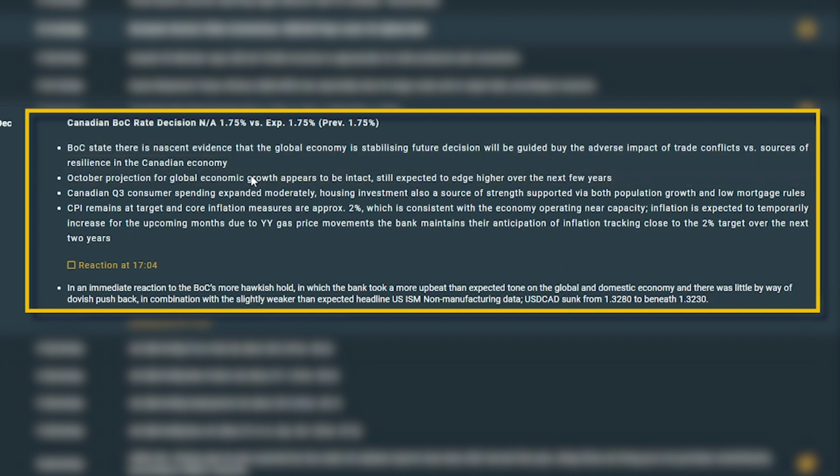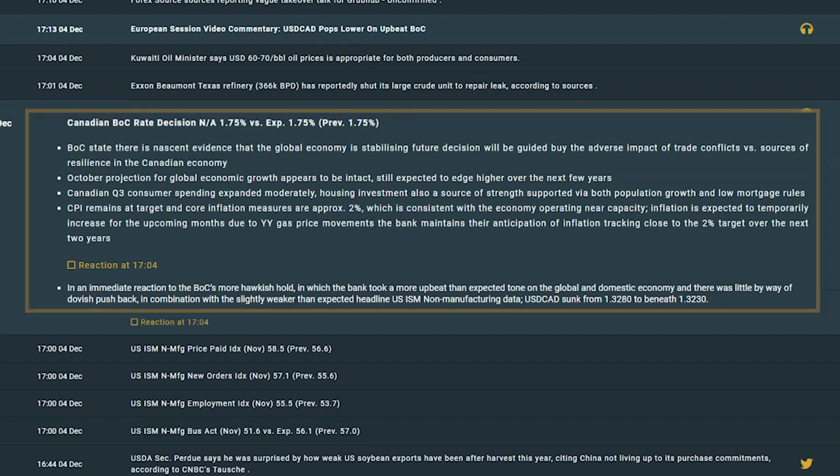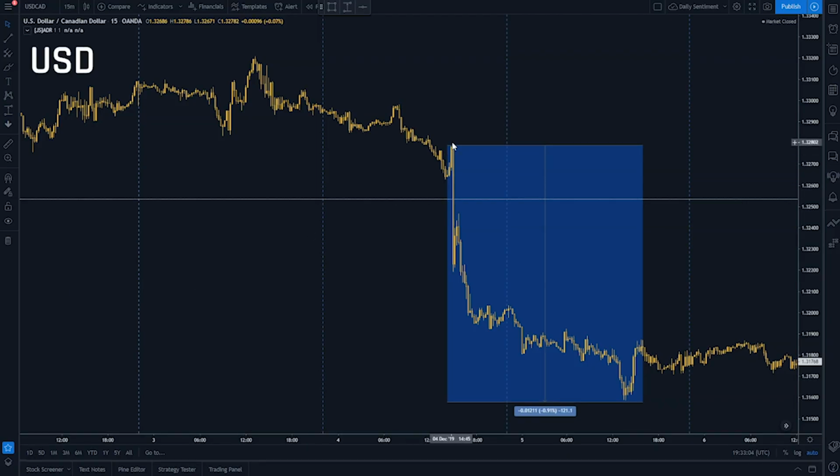Now, these comments were in stark contrast to the BoC's previous meeting, where they stressed the dangers and the risks to the global economy, and these new comments were seen as overall more upbeat and more hawkish than the markets were expecting. Now, if we quickly jump back to that chart, we can see that this is the move down, that first initial move down from the BoC's announcement, and we saw that the pair actually kept on edging lower throughout that session and onto the next day as well.